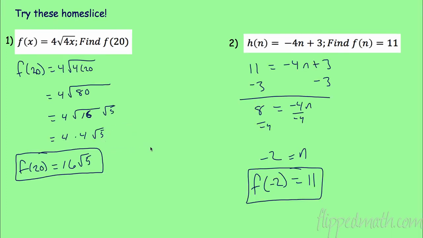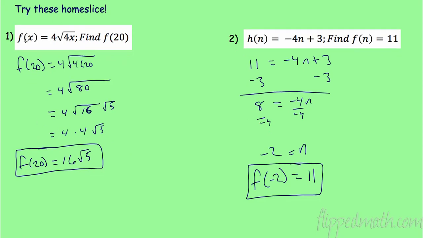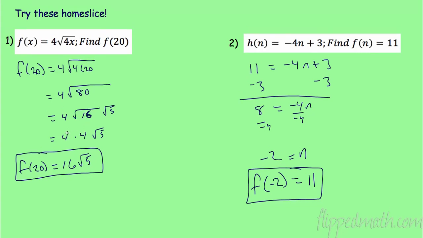So check your answers. Over here, we plug in 20 for x. 4 times 20 is 80. 80 is the square root of 16 times the square root of 5. Remember, we want a perfect square, and the perfect square of 16 is 4. 4 times 4 is 16 radical 5. So f of 20 equals 16 radical 5.